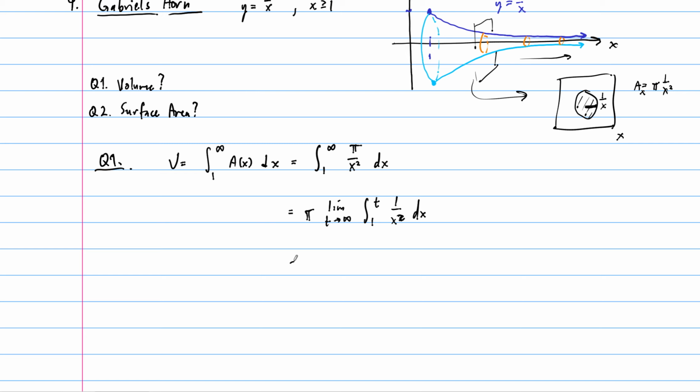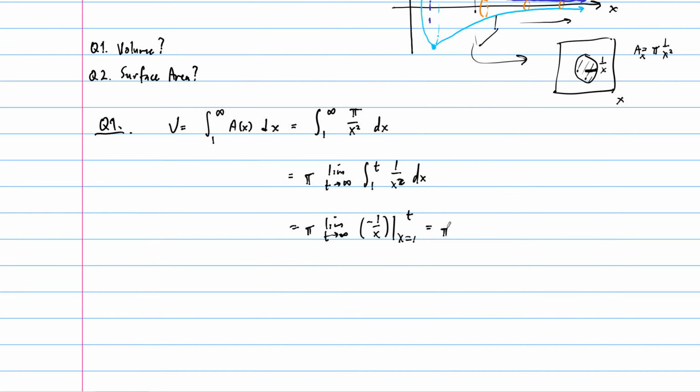So what do we do? Well, now we have to integrate, right? So this is our pi. Limit t approaches infinity. Antiderivative here is negative 1 over x, as x goes from 1 to t. And this then becomes pi times the limit as t approaches infinity of this. When you rearrange it, it becomes 1 minus 1 over t. All right, as t approaches infinity, 1 is constant. 1 over t approaches 0, right? And so this approaches pi. And so the volume of this horn is pi units cubed, right? Pi units cubed. That's the volume of this horn.